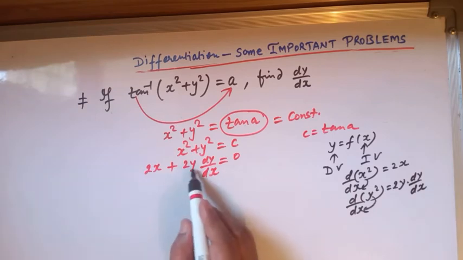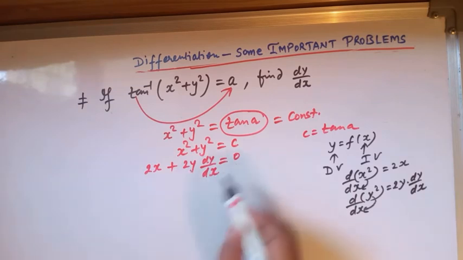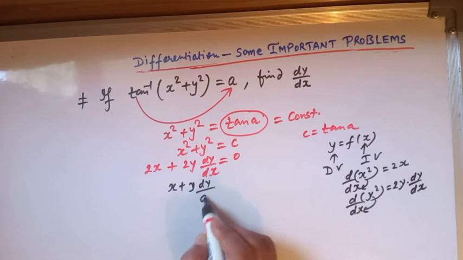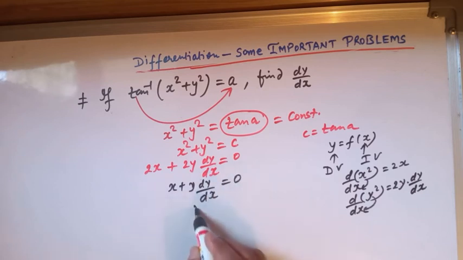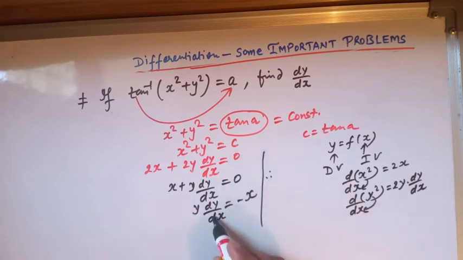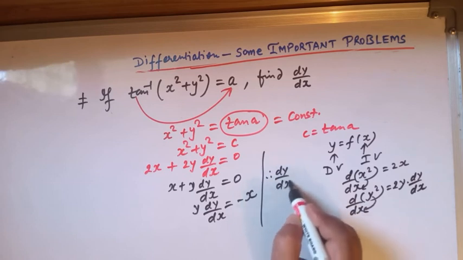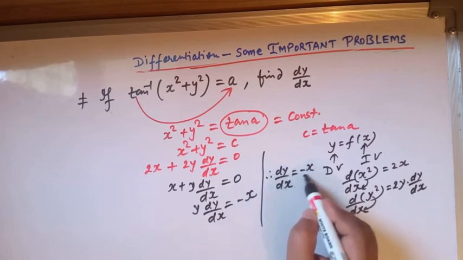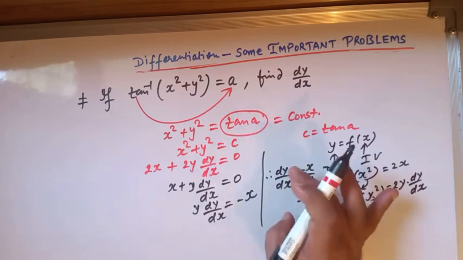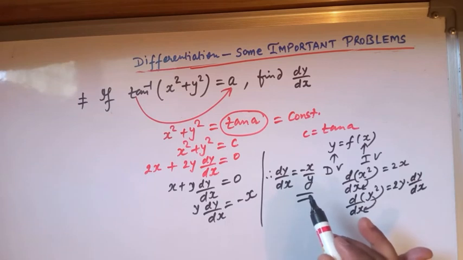So here we have written 2y dy over dx equal to 0. So dividing both sides by 2, we get x plus y dy over dx equal to 0. So y dy over dx is equal to minus x, and we can write dy over dx equal to minus x over y. So this is the required value of dy over dx. Clear?